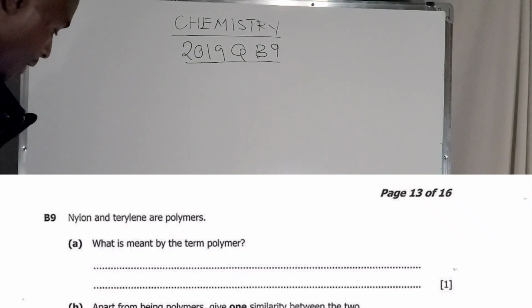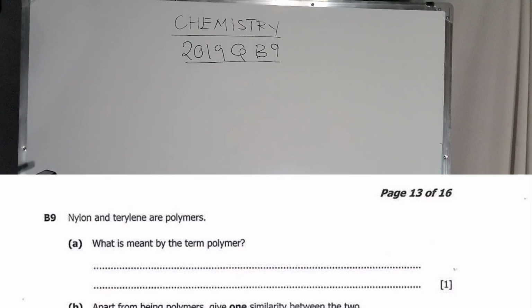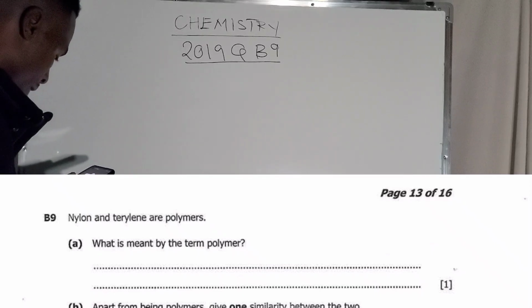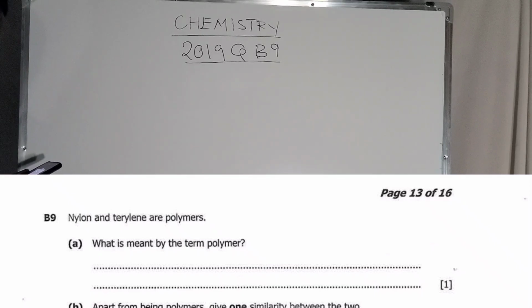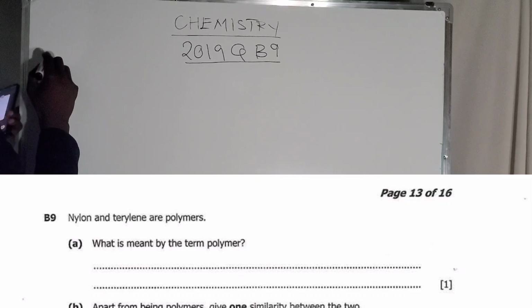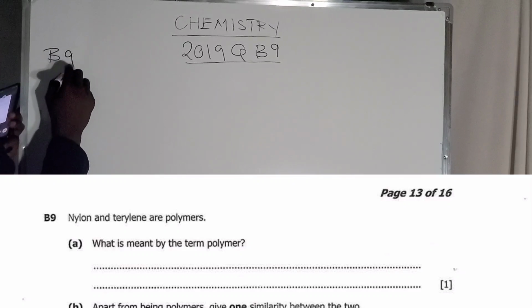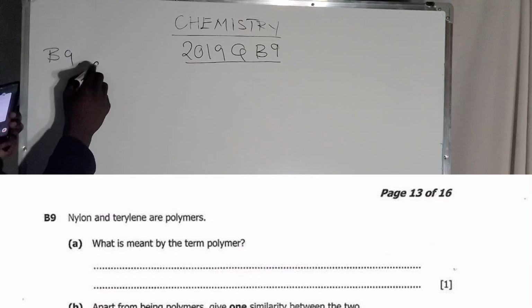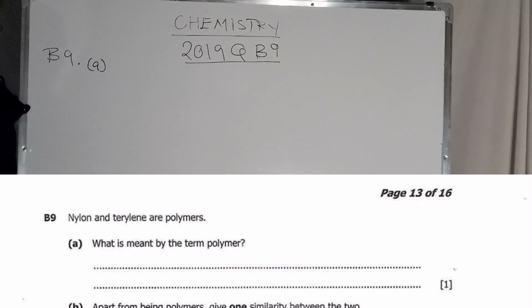So the first question says nylon and terylene are polymers. Question A, what is meant by the term polymer? Right, so this is question B9A.